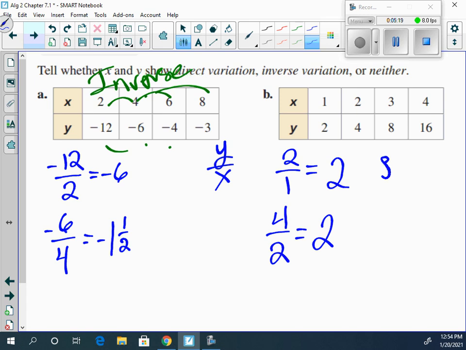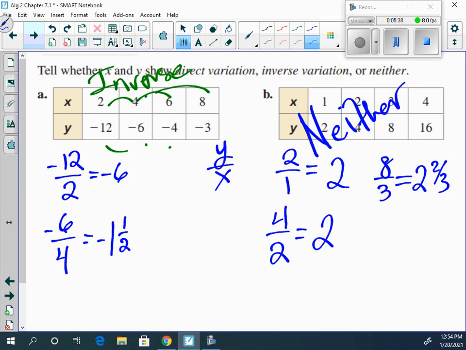Oh, okay. So 8 divided by 3, is that 2? Well, no, that's 2 and 2/3. So does it have that constant amount for all of these here? Do we have our constant term? Well, no, so this is neither. That confirms it. So it's a good way to determine which one we are going to have. Is it going to be direct or inverse?